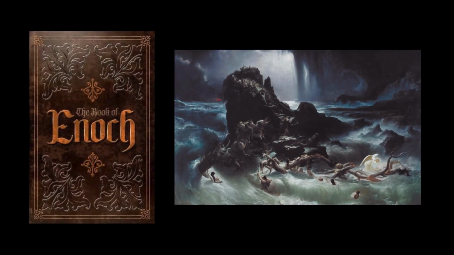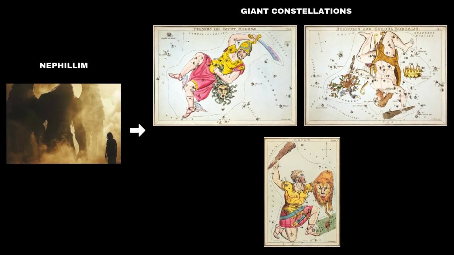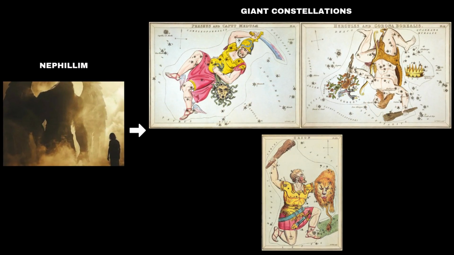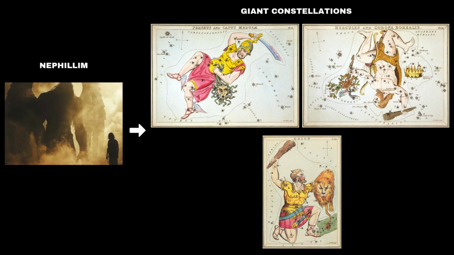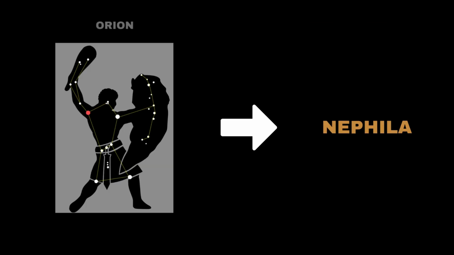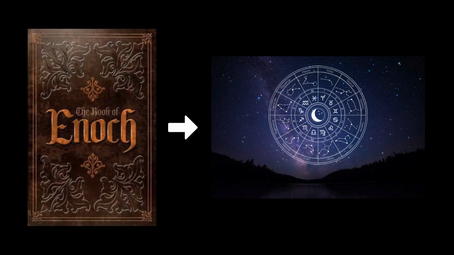The Book of Enoch describes in detail events before the flood. One such event were the Nephilim, or giants. Not surprisingly, these giant beings refer to the giant humanoid constellations such as Perseus, Hercules, and Orion. In Aramaic tradition, the constellation Orion is called Nephilah. The Book of Enoch contains a plethora of astronomical and astrological references.